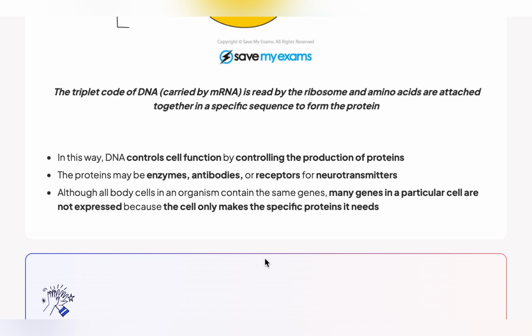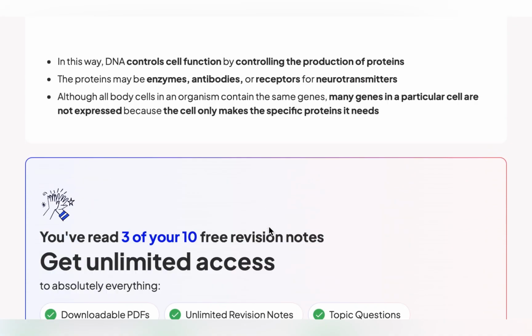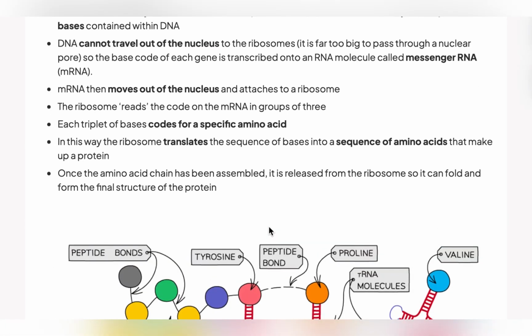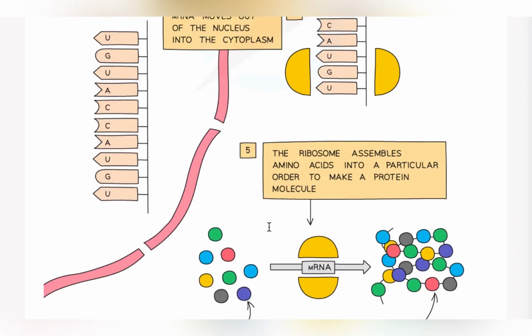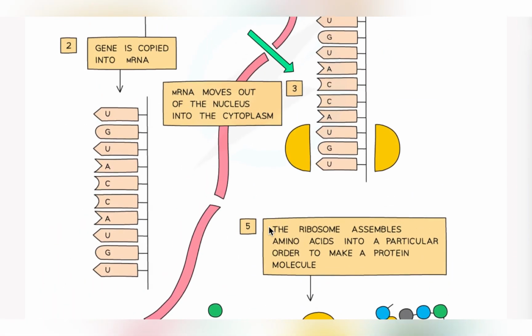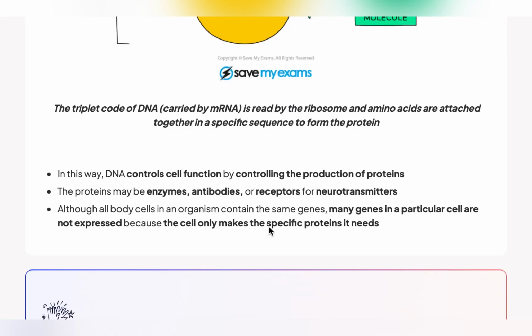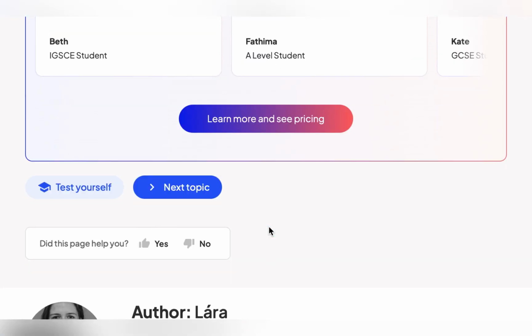So every cell makes the kind of protein it needs. If it doesn't need a particular protein, the cell will not make that protein. Is that okay? So that is the brief of this.